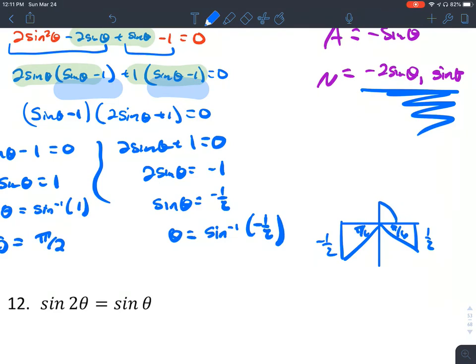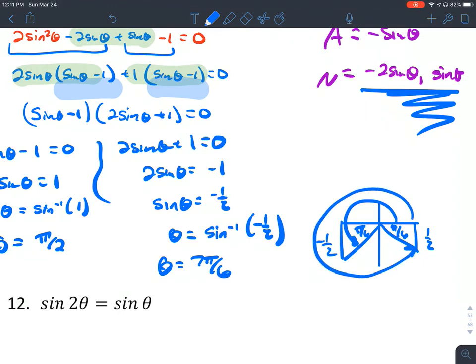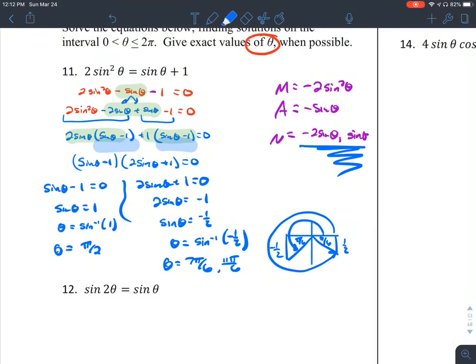So my answers are 7 pi over 6, and my other answer is going to be 11 pi over 6. It's the angle in standard position. So number 11, the official answers are pi over 2, 7 pi over 6, and 11 pi over 6.